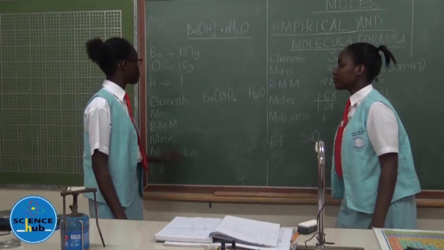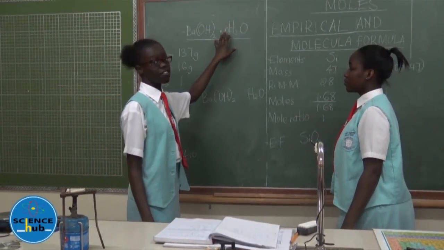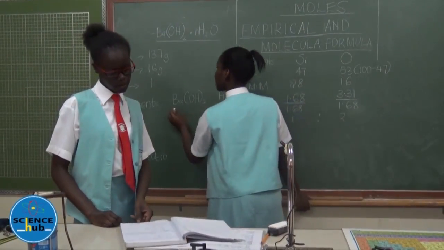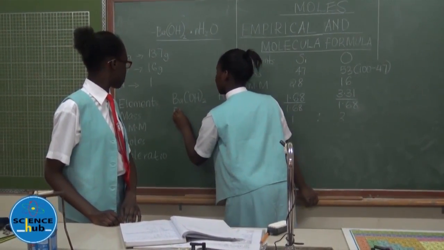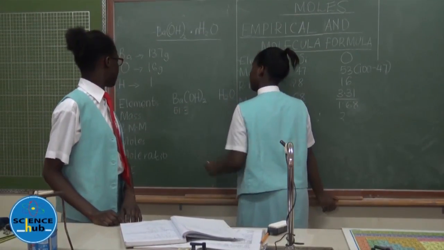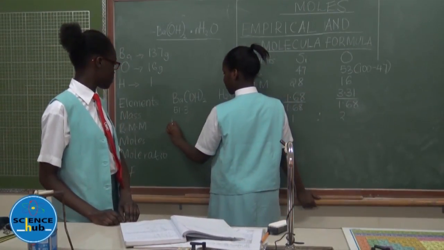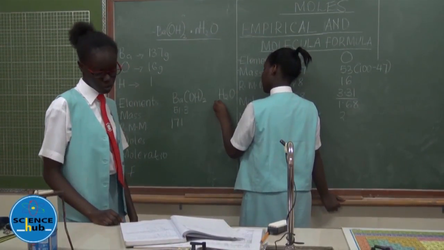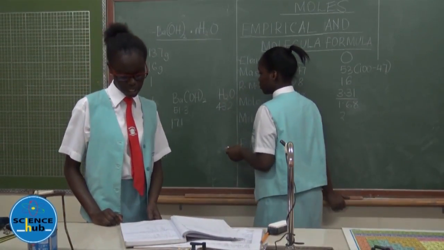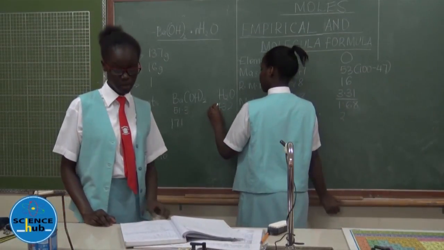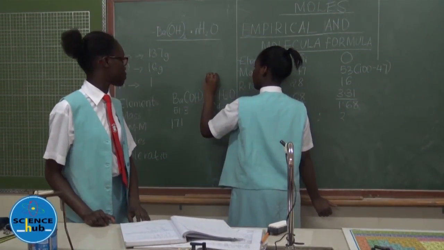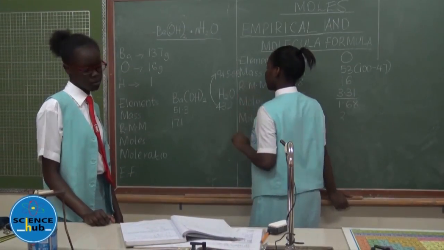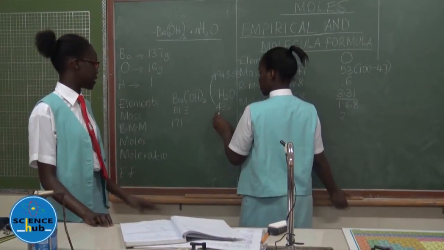Before we get the empirical formula of hydrated barium hydroxide, we must first get the value of n. So the mass is 51.3. The RMM is 171. Then the mass of water is 43.2. This is derived by subtracting 51.3 grams from the original mass of the hydrated barium hydroxide, which is 94.5 grams. The relative molecular mass of water is 18.